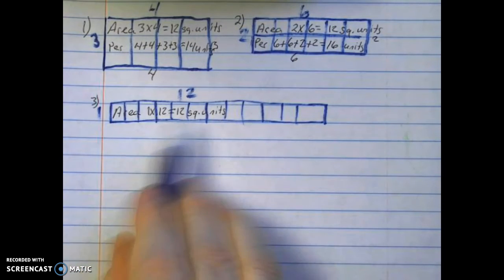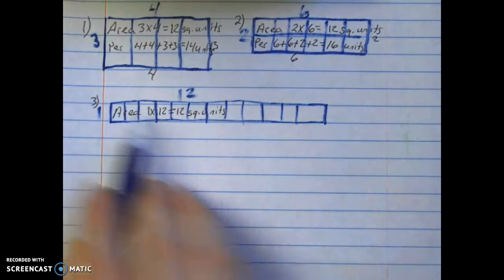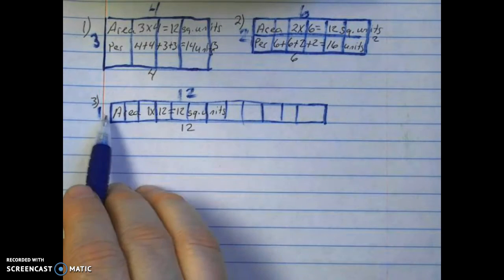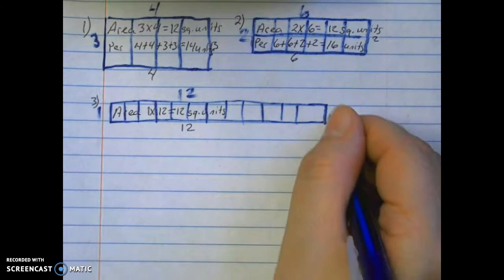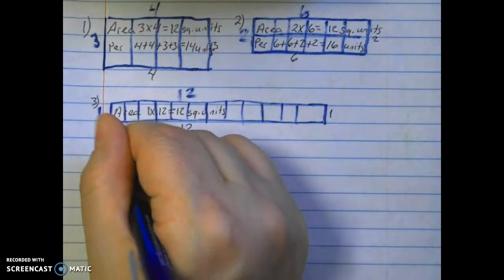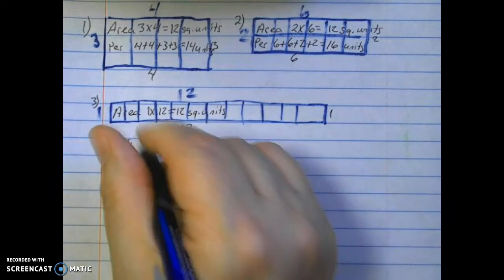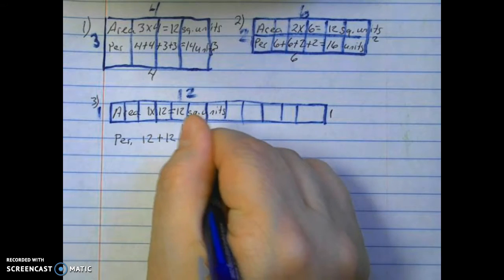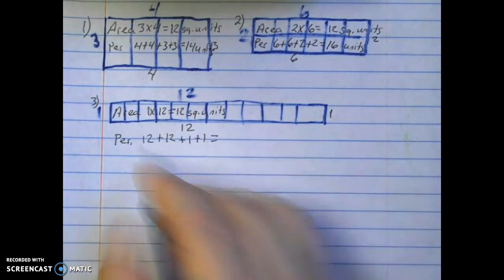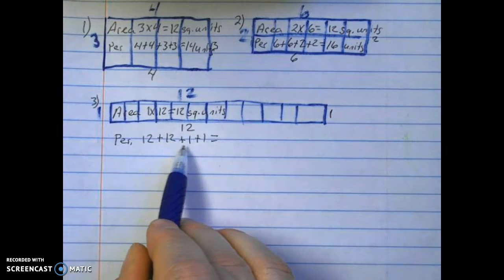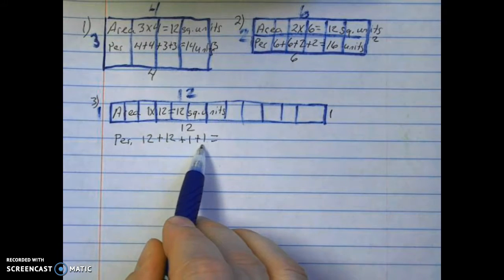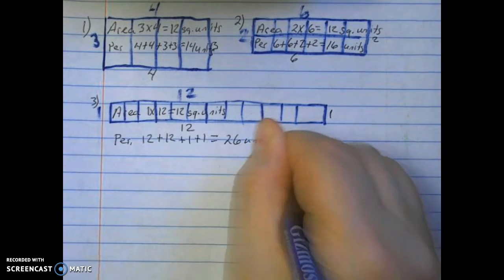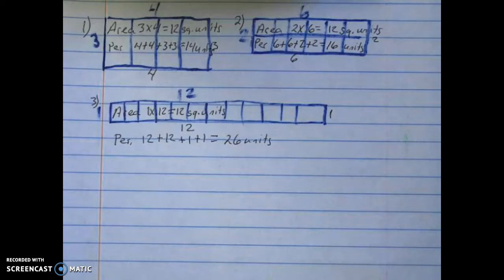The last one, we counted this earlier as 12. So down below, this side is 12. This side over here is 1, so over here is 1. So to find the perimeter, it would be 12 plus 12 plus 1 plus 1. 12 plus 12 is 24, plus 1 is 25, plus 1 is 26. And we would call that 26 units in length.